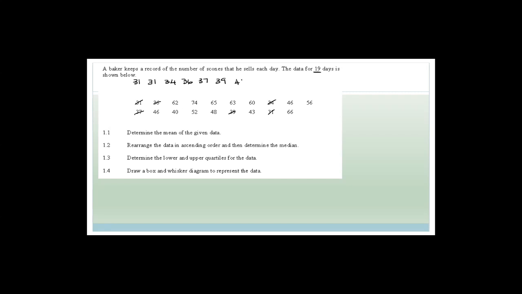Now we're going to go for 40. Okay, how many 40s? That's only 40. Then we're going to find 43. Okay, two 46s, 46 and 46 and 48. And then it's a 56. No, there's a 52 first. 52. Then it's 56. And then it's 60, 62, 63, 65, 66, and 74. Okay, and now we check 1, 2, 3, 4, 5, 6, 7, 8, 9, 10, 11, 12, 13, 14, 15, 16, 17, 18, 19. Excellent. So we do have 19 numbers.